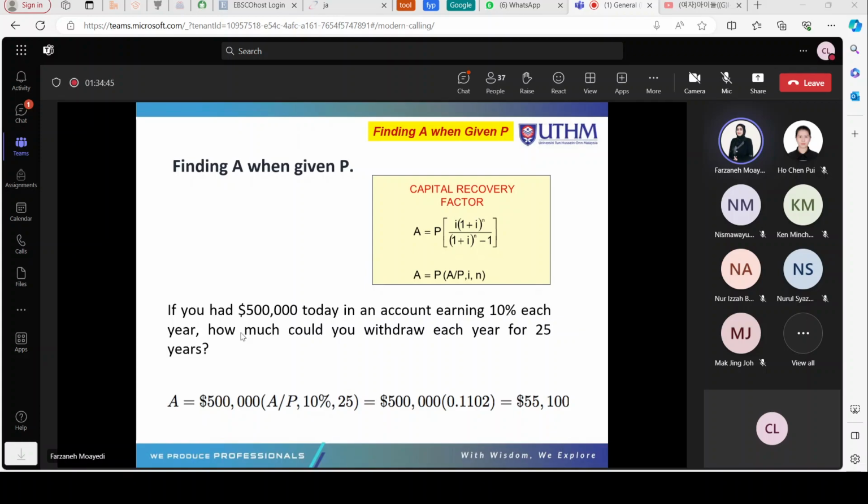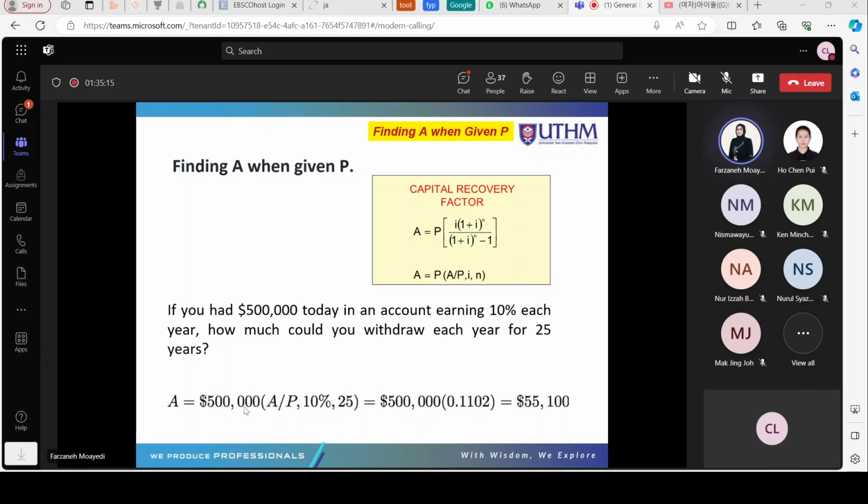And you can see how much could you withdraw each year. It is very important. Always be critical with the words that are being used, because I can say how much we can withdraw in the future. If it's a one-time withdrawal, it is very different than I'm going to be withdrawing every single year. You should understand already the concept of these two differences. So this is how much we can withdraw every single year.